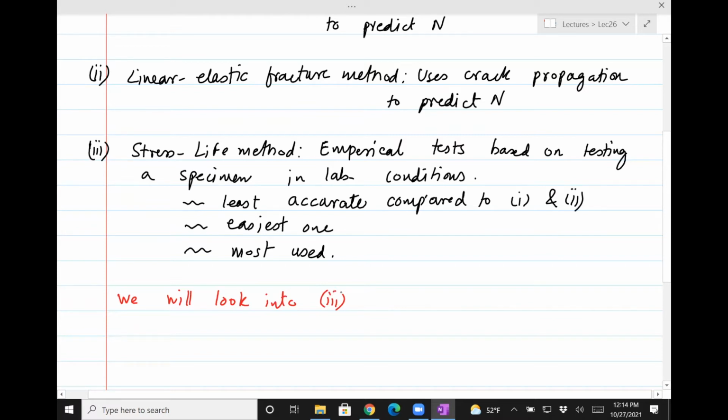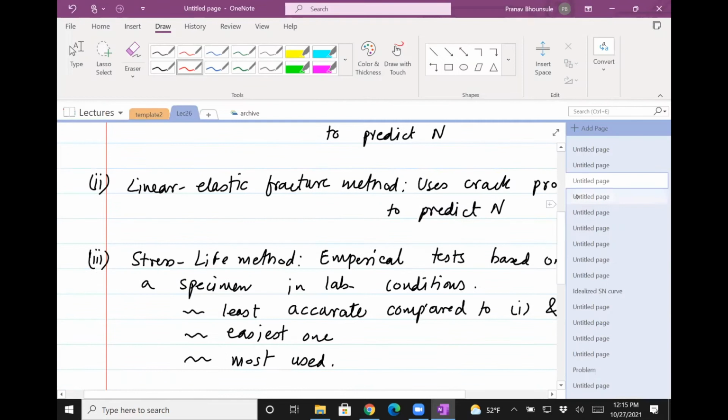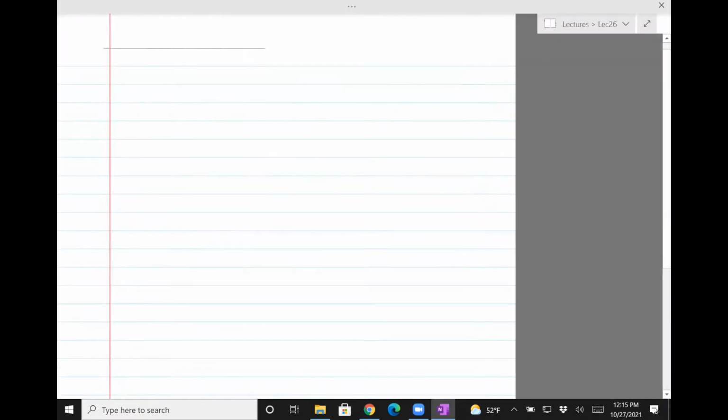If you want to learn about the other ones and you're interested in solid mechanics, there are courses at the elective level and beyond, which teach you about fracture mechanics, and that's where you learn about those things. Okay, so let's move on to the stress life method.